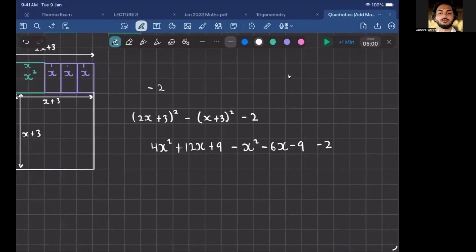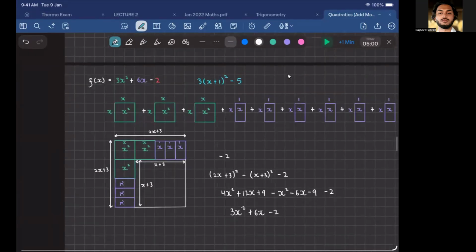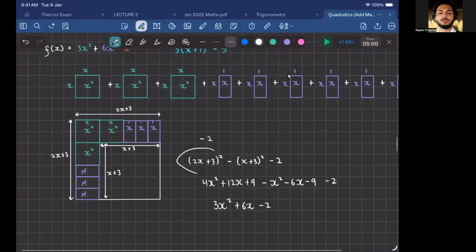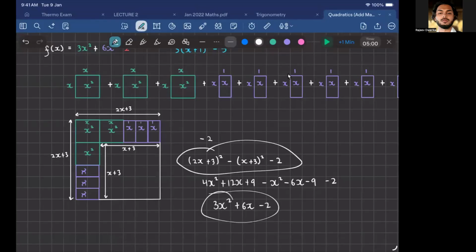So Serena, let's see if this would work out, right? So if you combine the x squared terms, you would get 3x squared. If you combine the x terms, you have 12x and minus 6x. What would that be? It would be positive 6x. And you have positive 9 minus 2, so that'll be 7. So this expression is correct. You agree? Yes, sir. It is correct, but it's not in the complete perfect square form that we want.